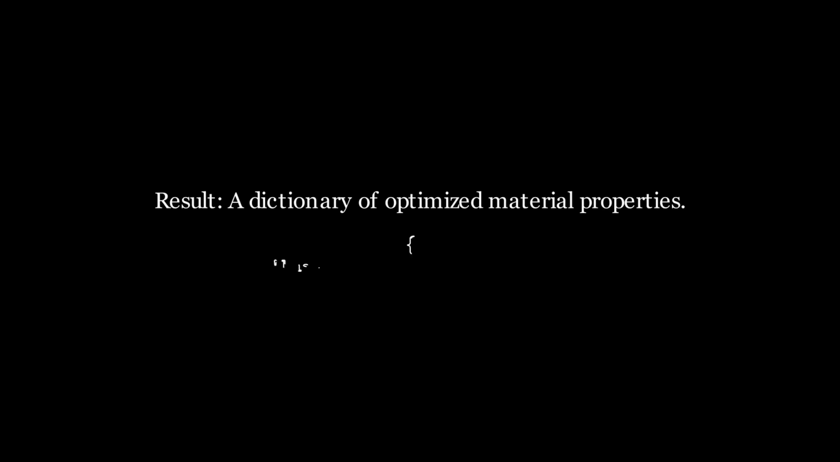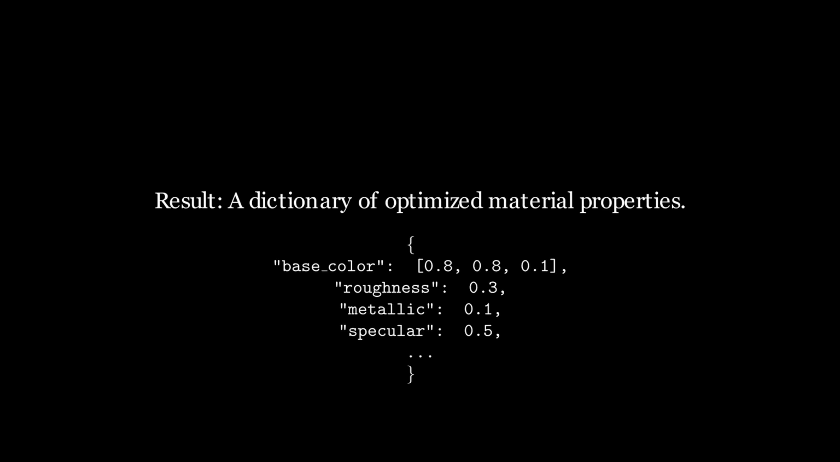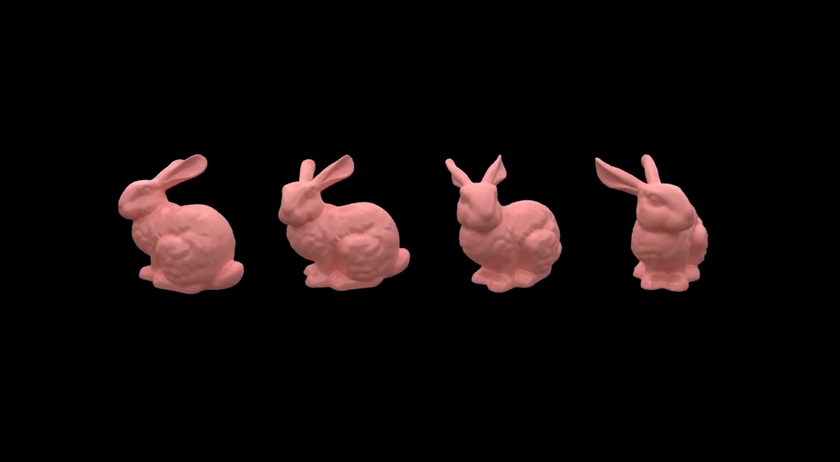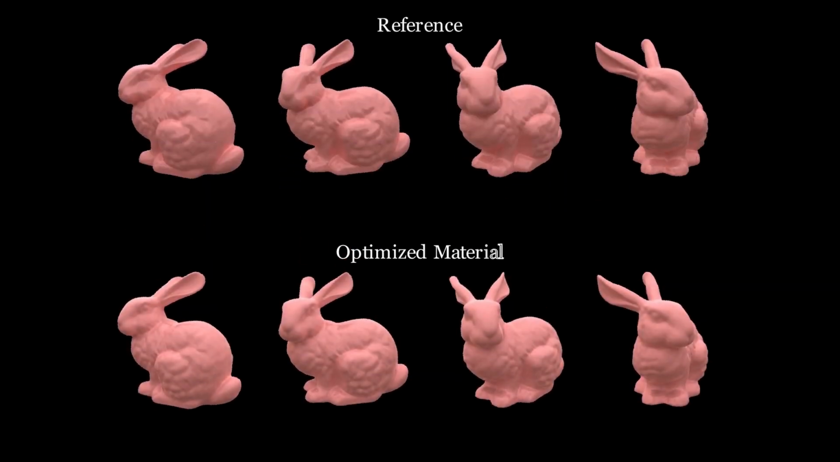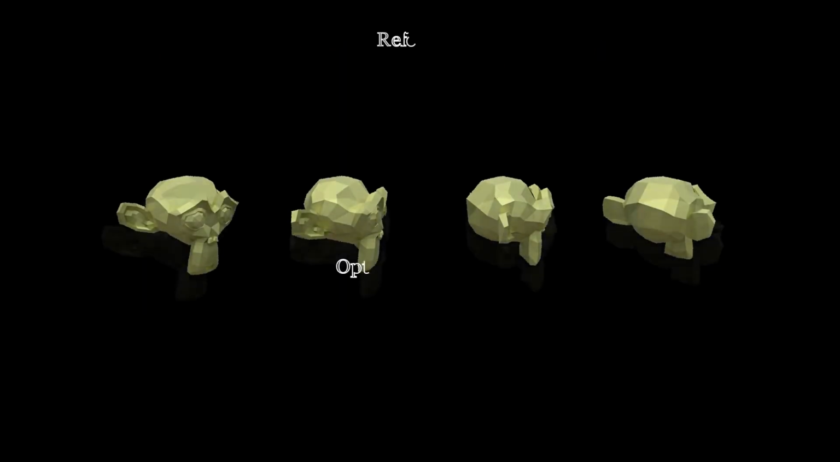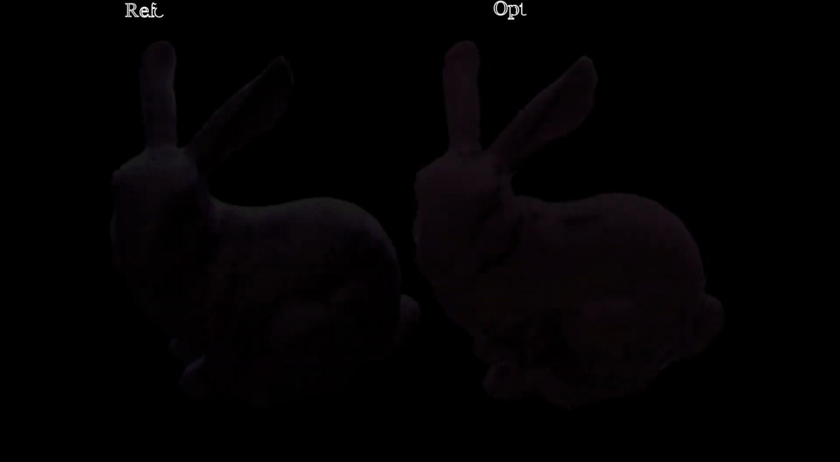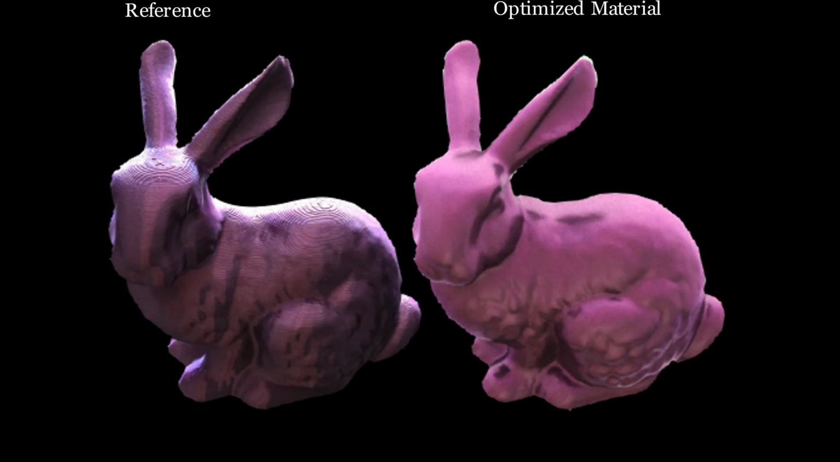After the optimization loop is finished, we're given a dictionary of material properties we can import into any 3D rendering program. Running the pipeline with synthetic input images gives results that closely match the ground truth material. With real-life images of 3D printed objects, our pipeline gives convincing results in many cases, even with a small number of reference images.